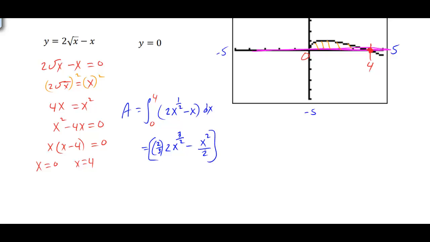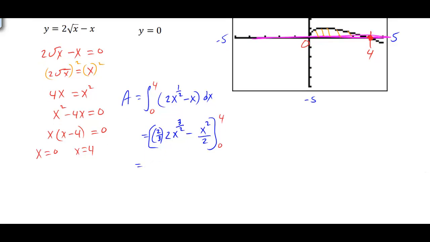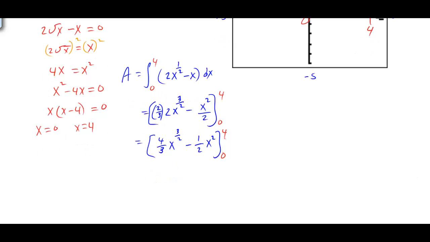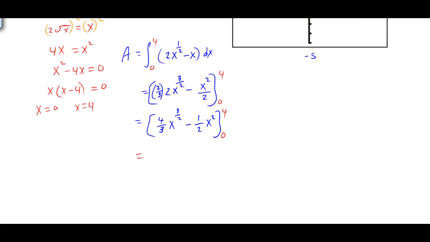Then we have to evaluate this from 0 to 4. Before I plug in to evaluate, I'm going to simplify inside a little bit. We have 2/3 times 2, which we can simplify to 4/3 x to the 3/2, minus, and we could think of this as 1/2 x squared if you prefer. Now we can plug in our limits, and remember, we want to start with the upper limit 4. If we plug 4 into x to the 3/2 and multiply that by 4/3, we end up with 32 over 3, because the square root of 4 is 2, 2 cubed is 8, and 8 times 4 is 32 over 3. Then minus 4 squared, which is 16, and half of that is 8.